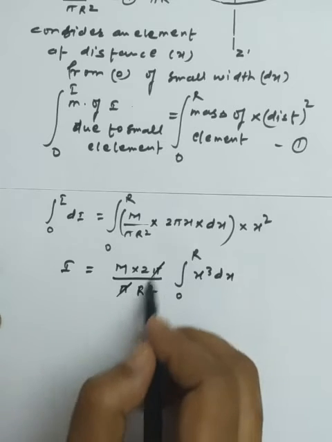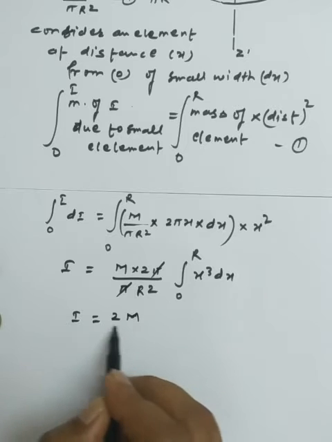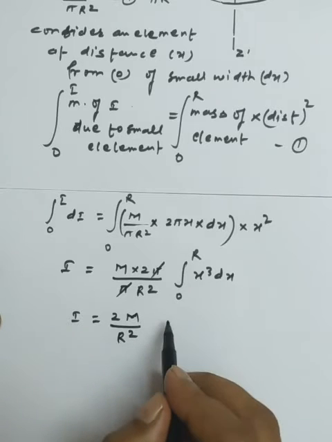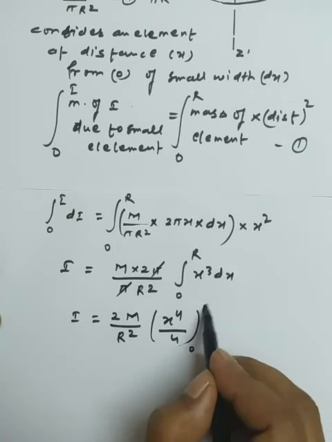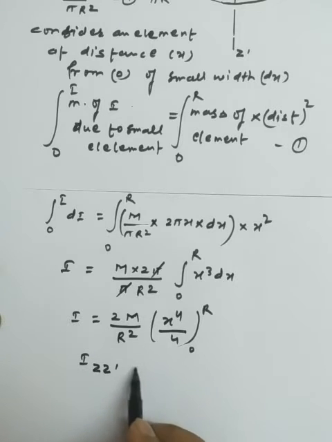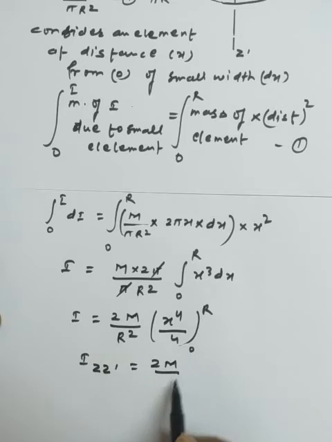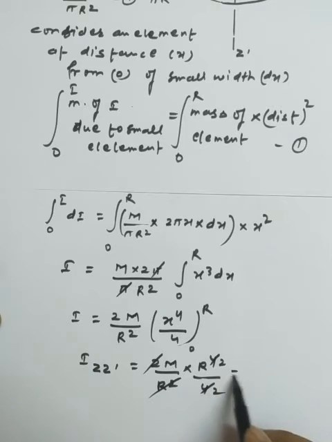So pi and pi cancel. Okay, 2 is also there. So I am writing 2 mass upon r square, and this integral has the value x raised to 4 upon 4, from 0 to r. This is the basic integral which I have used here. So I about the z axis is 2m upon r square, times r raised to 4 upon 4. Okay, so this is the general formula, and we can cancel the 2 and 2, so 4, and r square is cancelled by the r square. So we are getting mr square by 2.